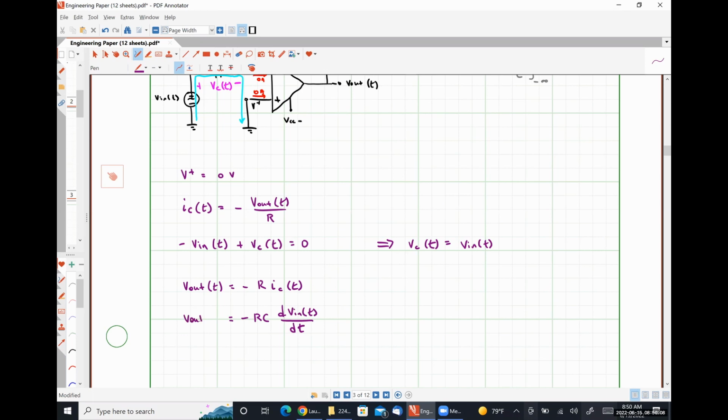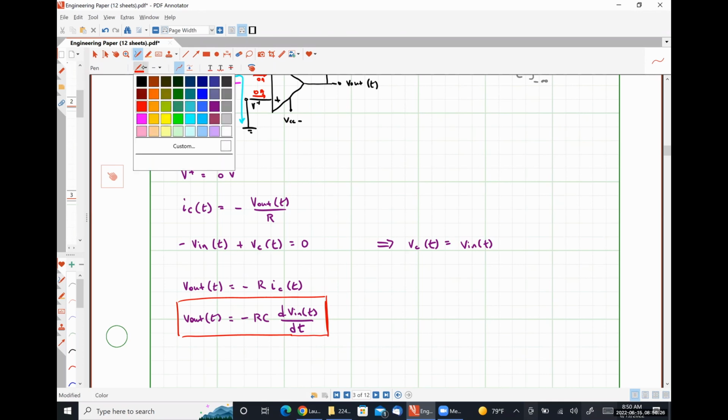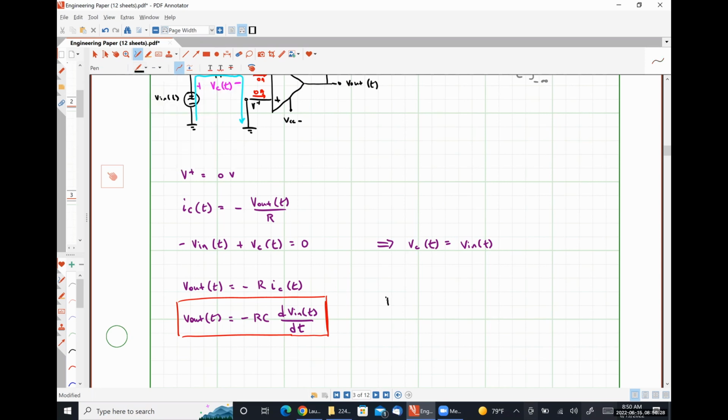Let's write this here. And so we can see that for this particular circuit, our output voltage is a scaled version of the derivative of our input voltage. So this is a differentiator.